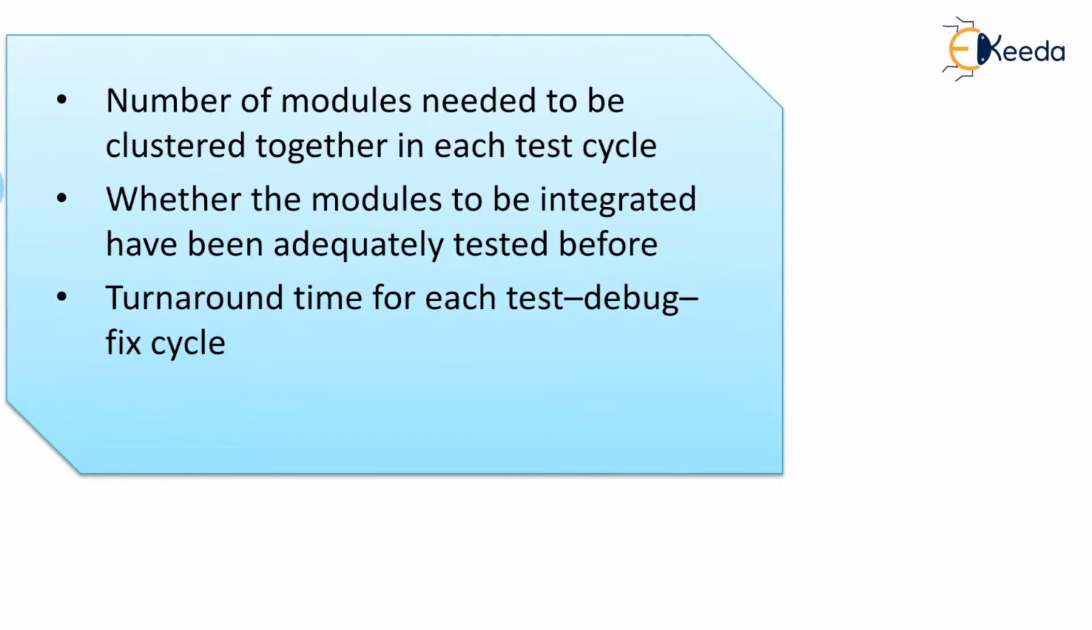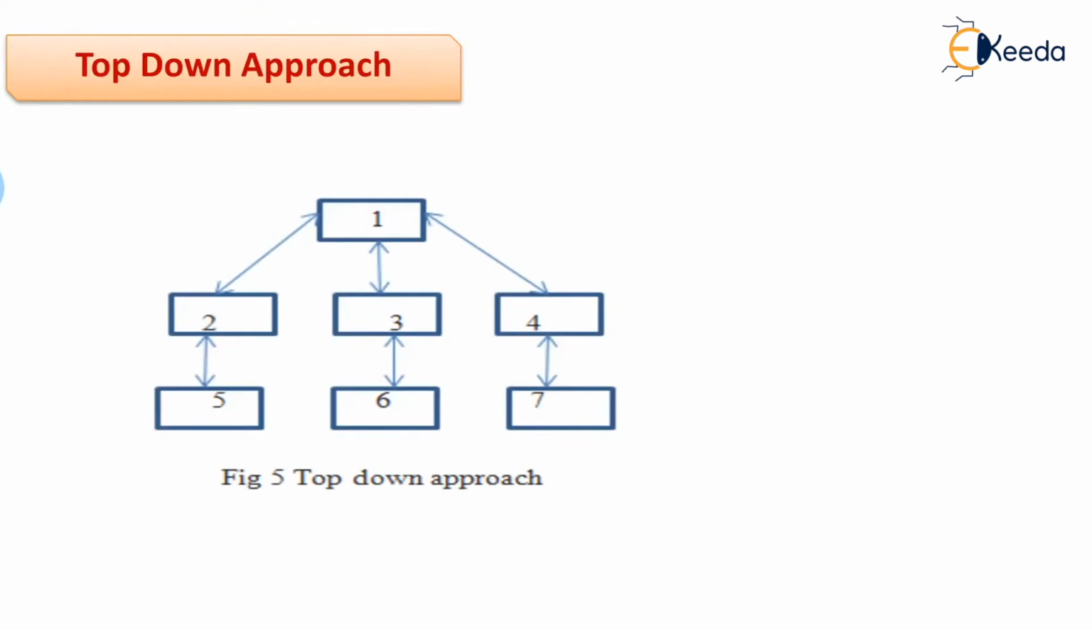Whether the modules to be integrated have been adequately tested before as a component, then turnaround time from test, debug, fix cycle. Now when you test, then you debug, then you fix the code, how much time it took, the turnaround time, the threshold time, all those things matter because that counts your quality. The quality assurance team will accordingly label which quality level the product is achieving.